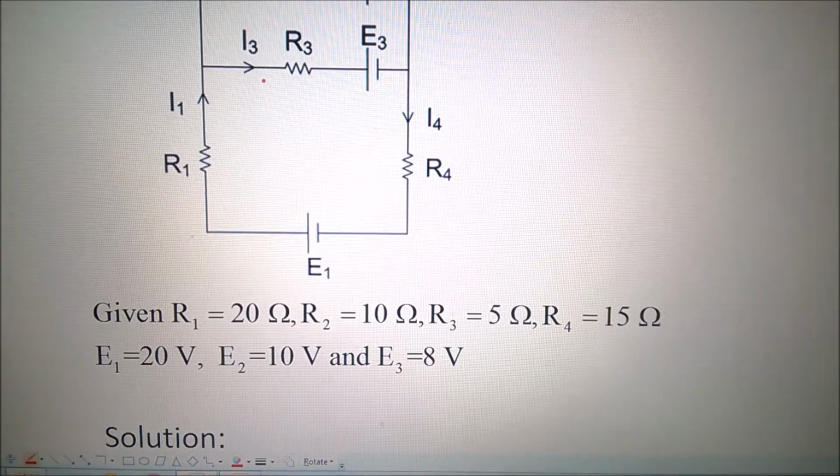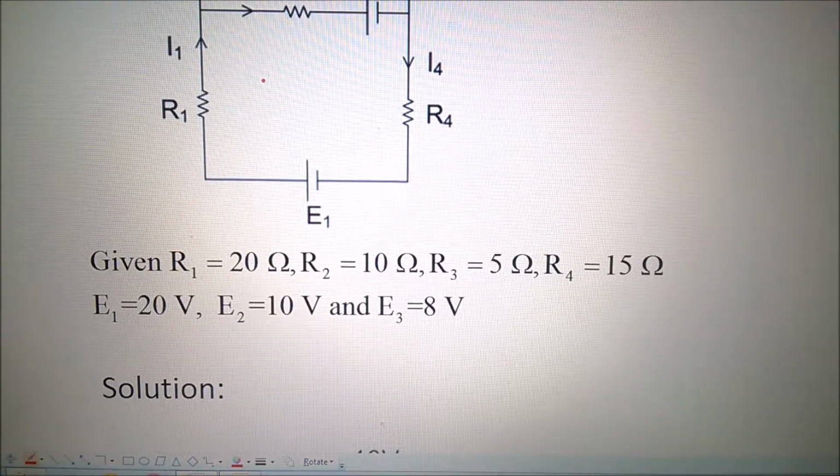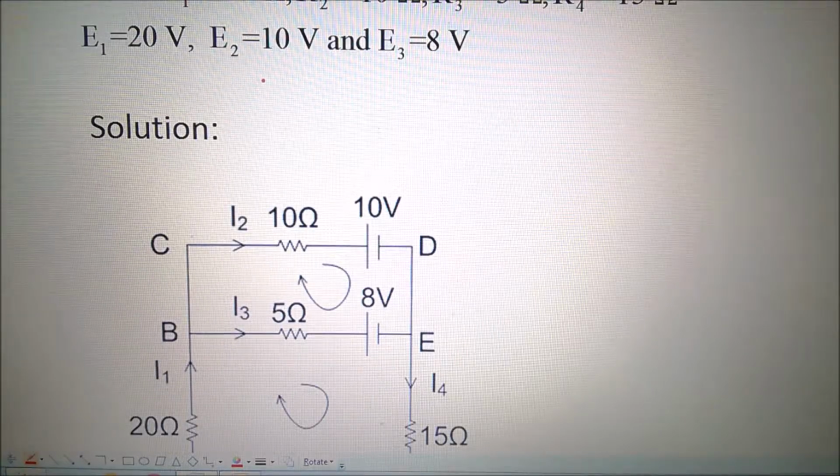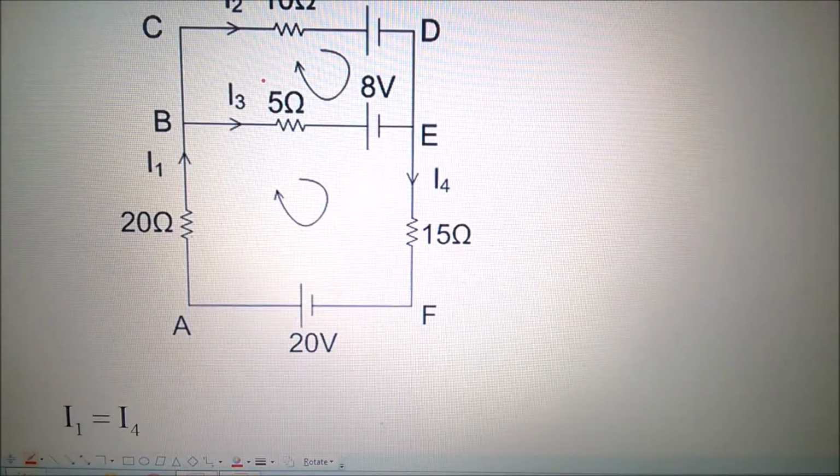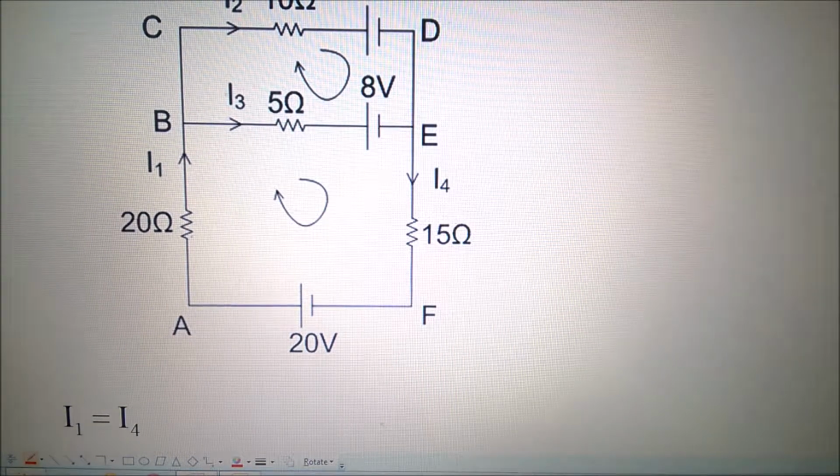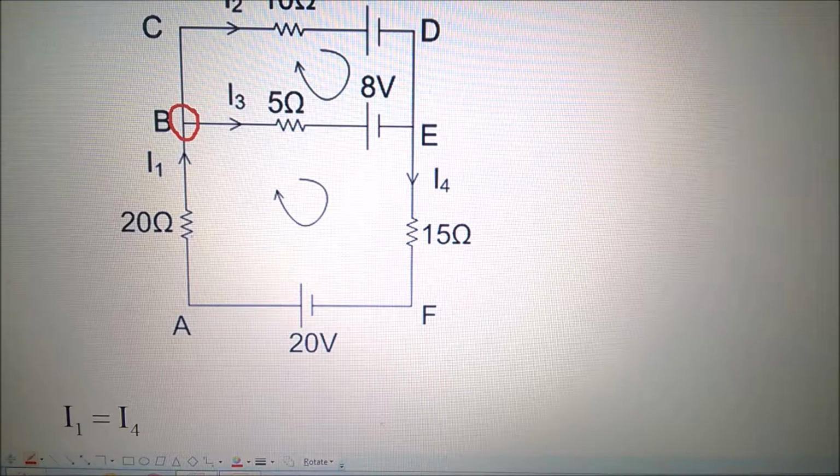Next, I have redrawn the circuit here. I have just put the values at their own places. After that, I'll apply Kirchhoff's current law at the junction B. You can look at that.